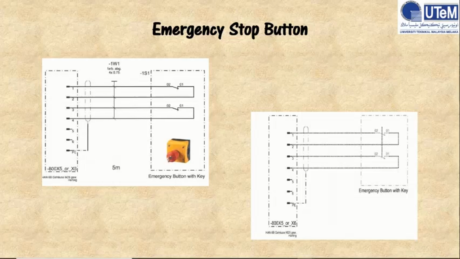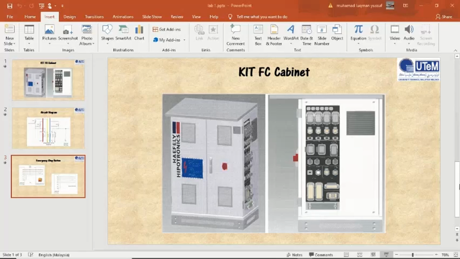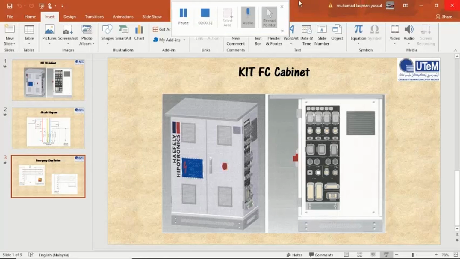As you can see in the circuit on the right, the switch is being opened and the circuit is now cut from voltage flow. There must be at least one emergency stop button connected in the circuit.